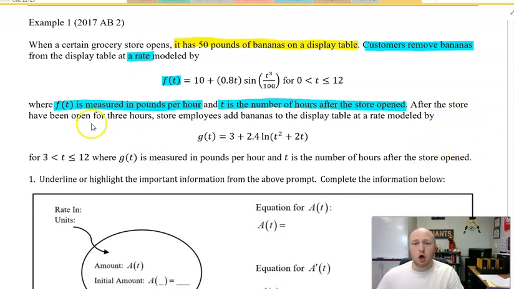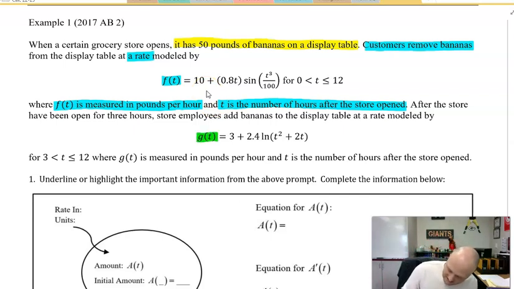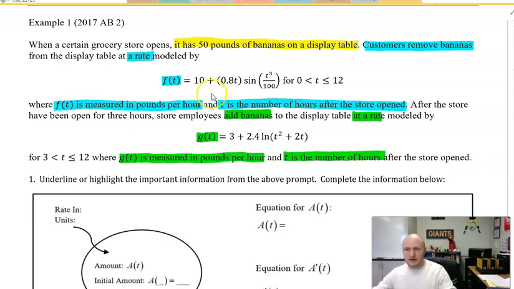Now, after the store has been open for 3 hours, store employees add bananas to the display table at a rate modeled by g of t. Because there are so many minions coming in and taking all of the bananas that they have to add more bananas. Oh, I'm just kidding. That wasn't part of it. I just added that. We have g of t. This is employees adding bananas to the display table at a rate modeled by g of t, where g of t is pounds per hour, and t is the number of hours after the store has opened.